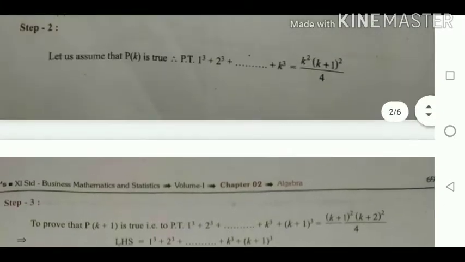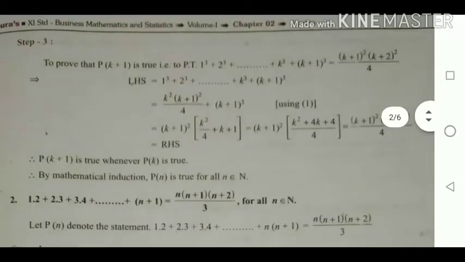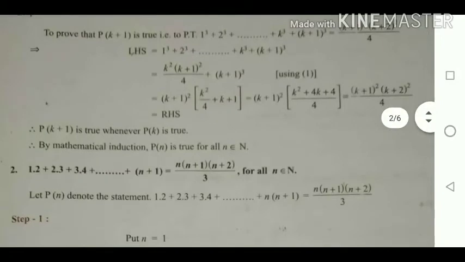That is the first equation. I am taking the first equation, I am writing like this. Then (k plus 1) whole square is taken as common. We are getting k square by 4 plus (k plus 1). Therefore after taking LCM, 4 is taken as LCM, we get (k plus 1) whole square into (k plus 2) whole square divided by 4. In right hand side and left hand side we are getting the same answer. So P of k plus 1 is true whenever P of k is true. By mathematical induction, P of n is true for all n belongs to natural numbers.